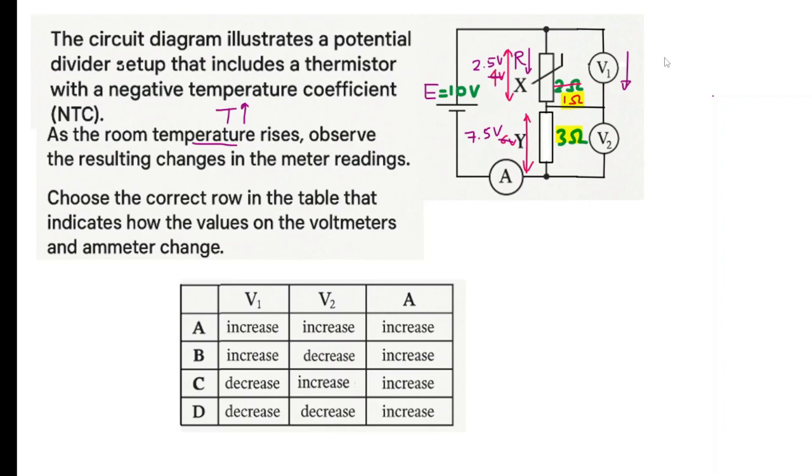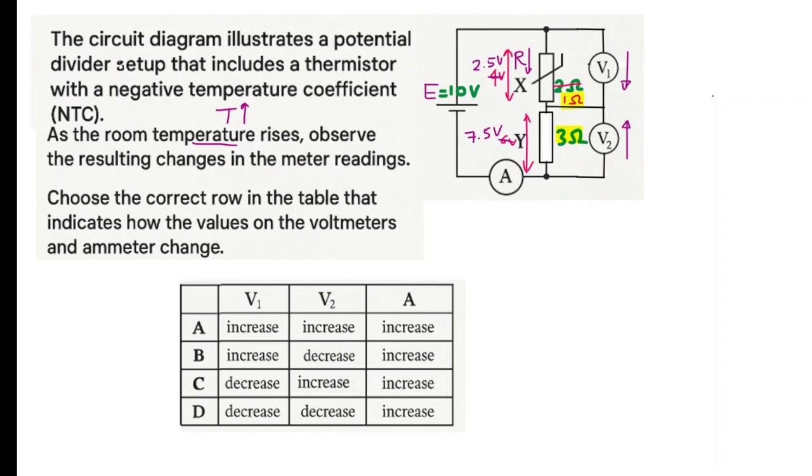But if you just qualitatively think about it, the resistance decreases, so the PD across that decreases. So I know what happens to V1 now. And when V1 decreases, because the total input voltage is the same, V2 will increase. What will happen to the ammeter reading?